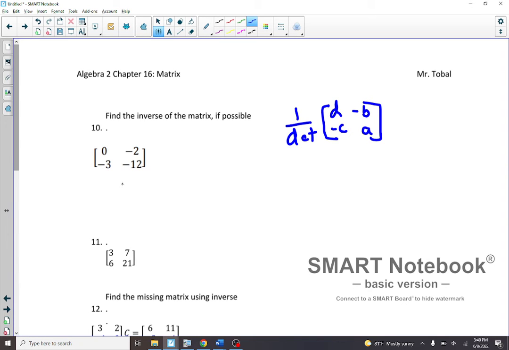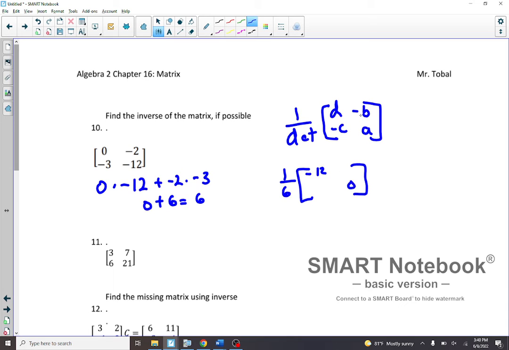So first we need to find the determinant. So negative 12 times 0 plus negative 2 times negative 3. So plus 6. 0 plus 6 is 6. So 1 over 6 times the matrix, where negative 12 and 0 are swapped, while these are negated. So this is 2 and this is 3. I take the 1 over 6 and distribute it to everything. Simplify if possible. So negative 12 over 6 is negative 2. 2 over 6 is 1/3. 3 over 6 is 1/2. And 0 over 6 is just 0. So this is your final answer.